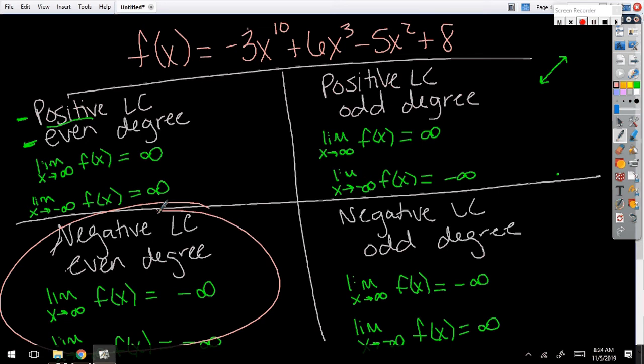I don't have to graph it on my calculator. I don't have to look at it. I can just look at that first term and get the end behavior. Does that make sense to everybody? Okay. All right, let's do some new stuff.